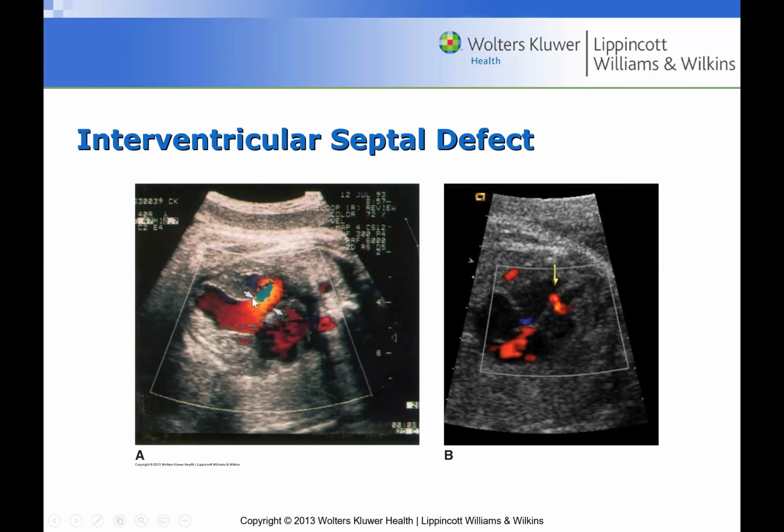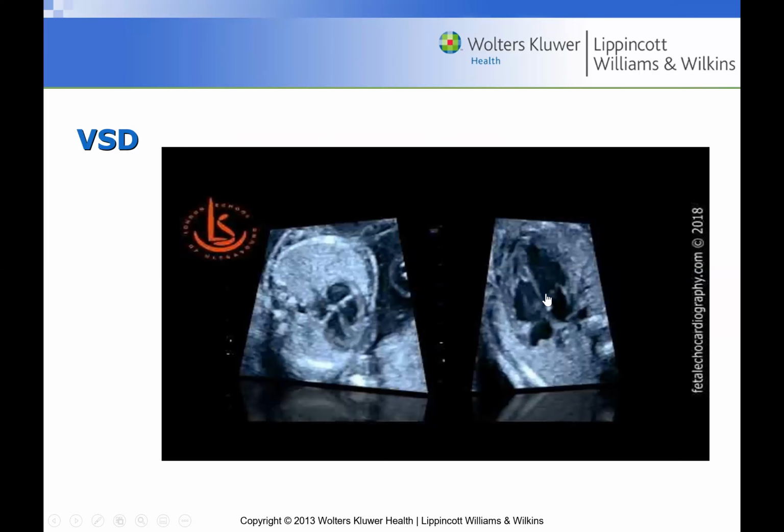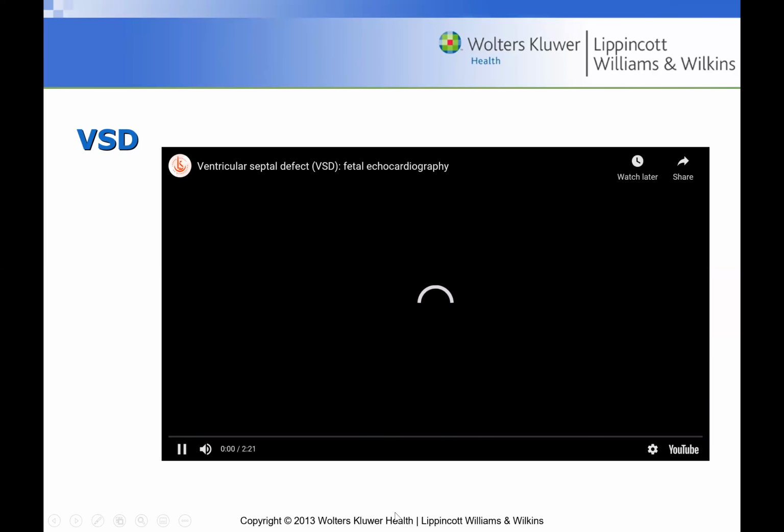The 4-chamber heart is utilized for prenatal diagnosis of VSD. So you can see here, there's a big hole in the heart there with the blood shunting. Here's another little one right here. Here's a video.